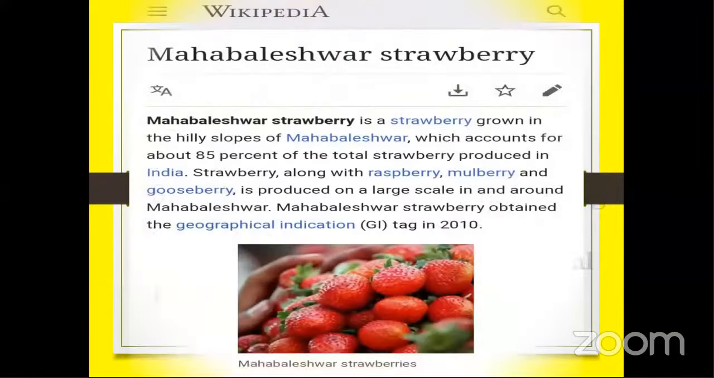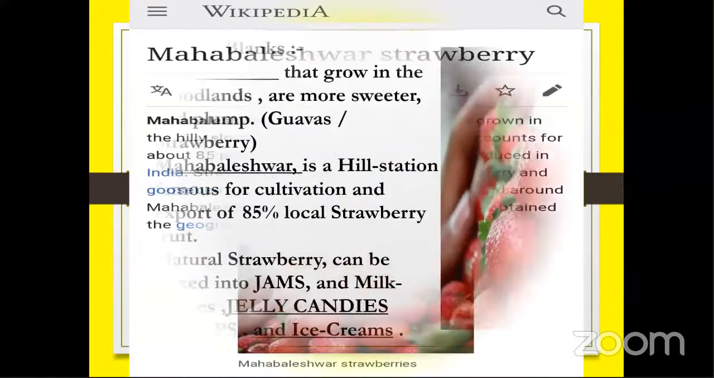Very good. Now, the Mahabaleshwar strawberry has got a special name because it was first planted in Mahabaleshwar and grown in the hilly slopes of Mahabaleshwar, which accounts for about 85% of the total strawberry grown in India. Along with raspberry, another variety, mulberry and gooseberry, it is produced on a large scale in and around Mahabaleshwar. Now, Mahabaleshwar strawberry got the geographical tag, GI tag, in 2010.